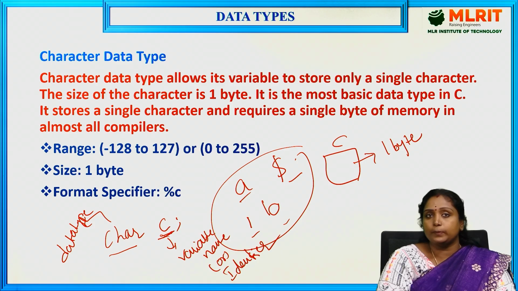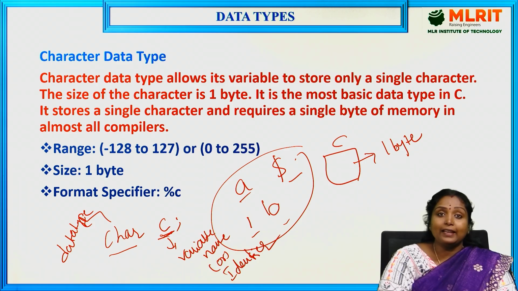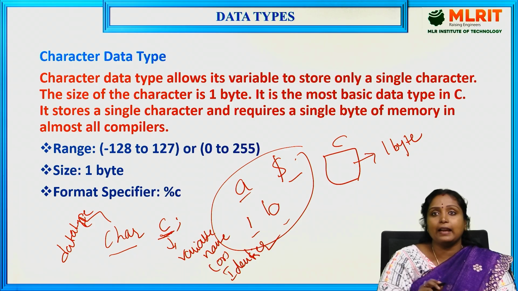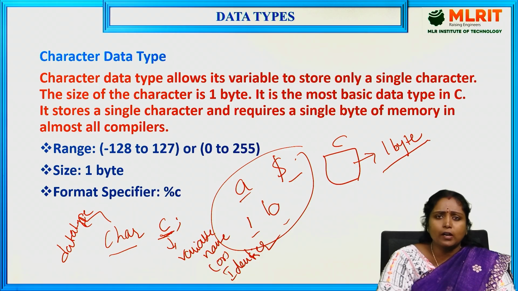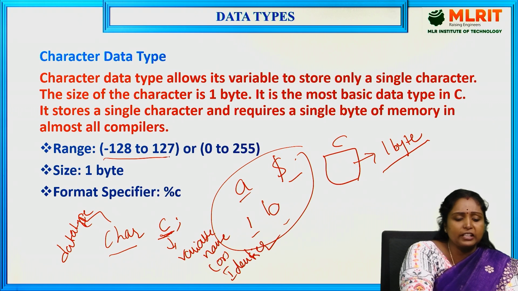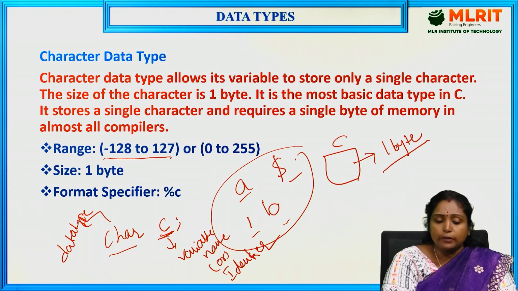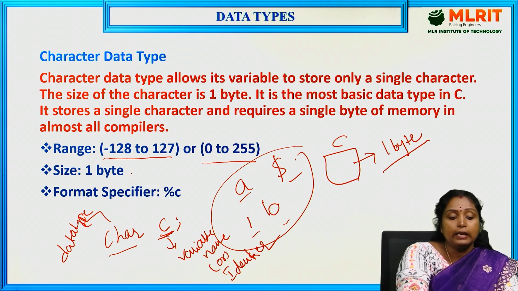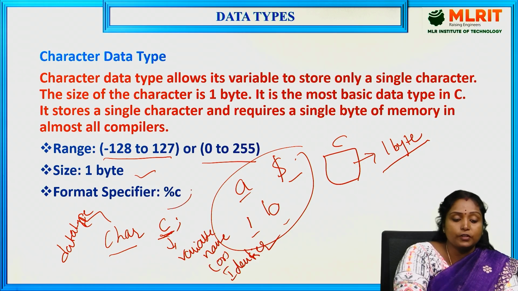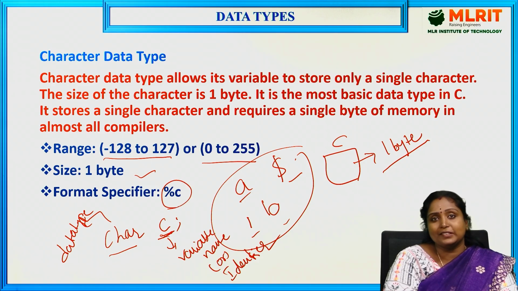So it is the most basic data type in C, it stores only single characters, and it requires only 1 byte of memory in almost all compilers. What is the range here? You can have the range minus 128 to 127, or the range of 0 to 255. The size is 1 byte. And the format specifier is %c here.